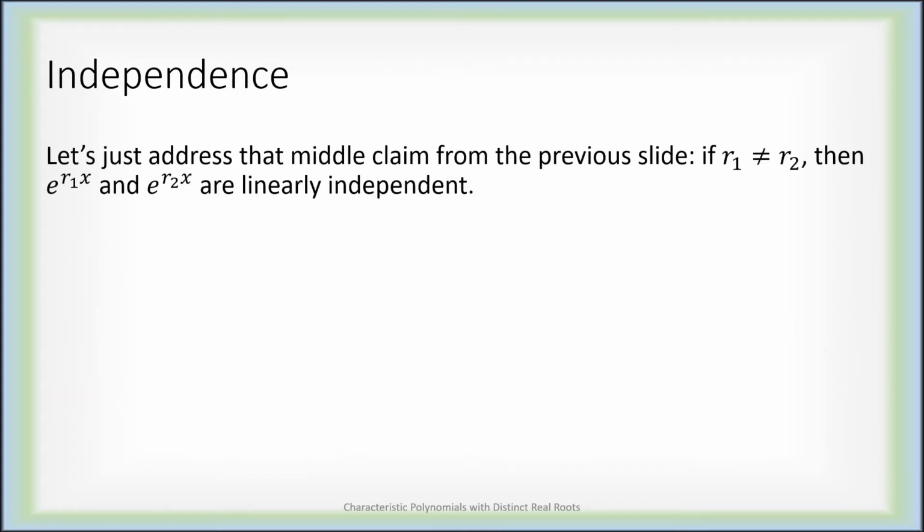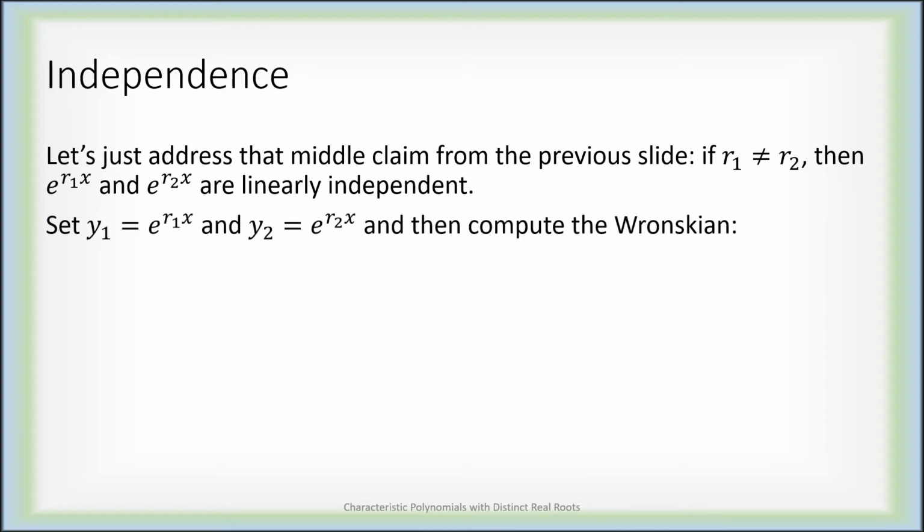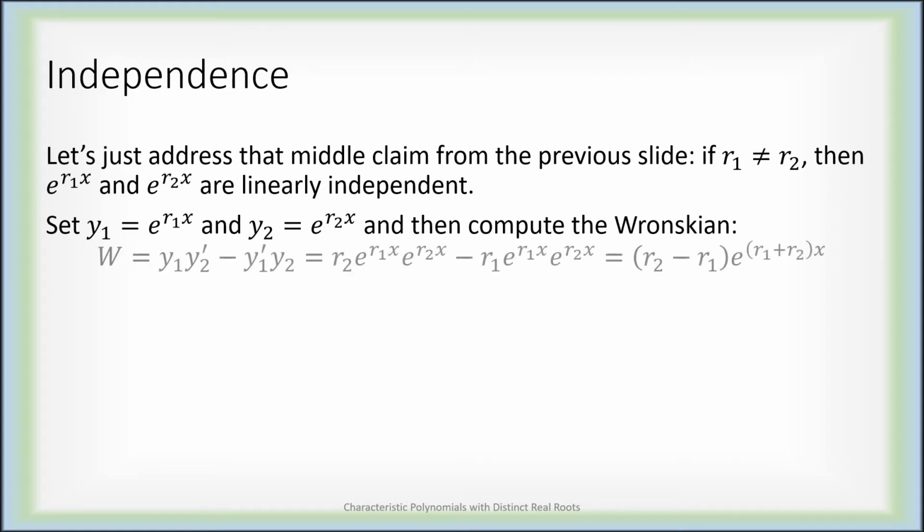So let's address that claim from before that if r1 isn't r2, then e to the r1x and e to the r2x are in fact linearly independent. Well, let's go ahead and set y1 is e to the r1x and y2 is e to the r2x and compute that Wronskian. It's pretty straightforward. So we need to compute y1 y2 prime minus y1 prime y2.